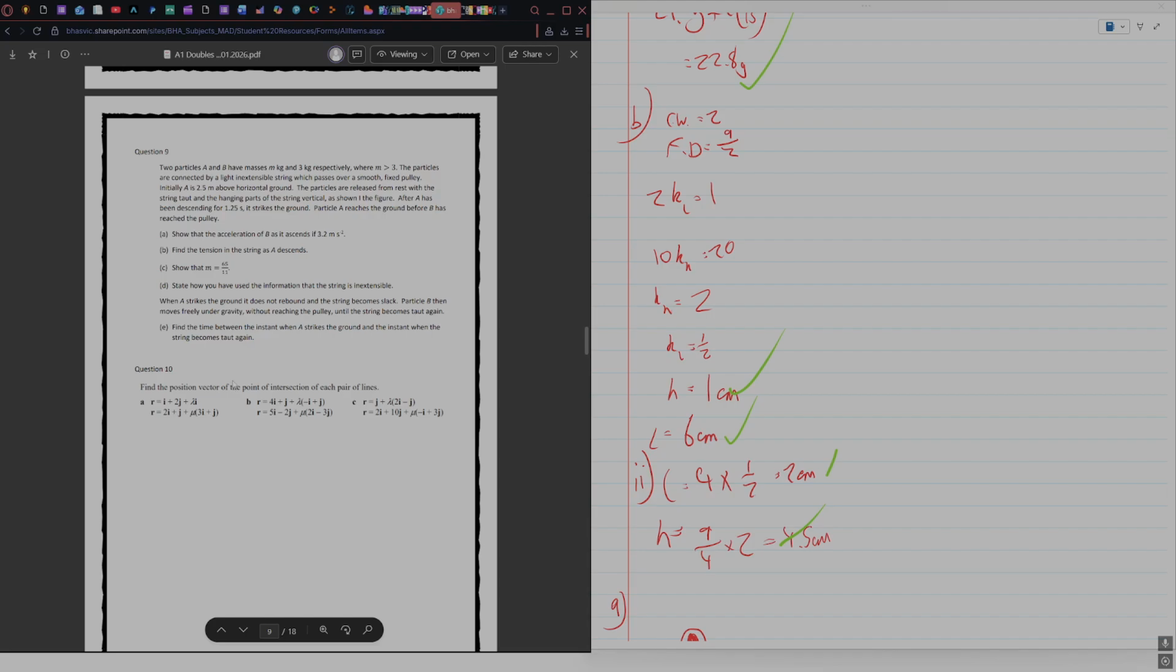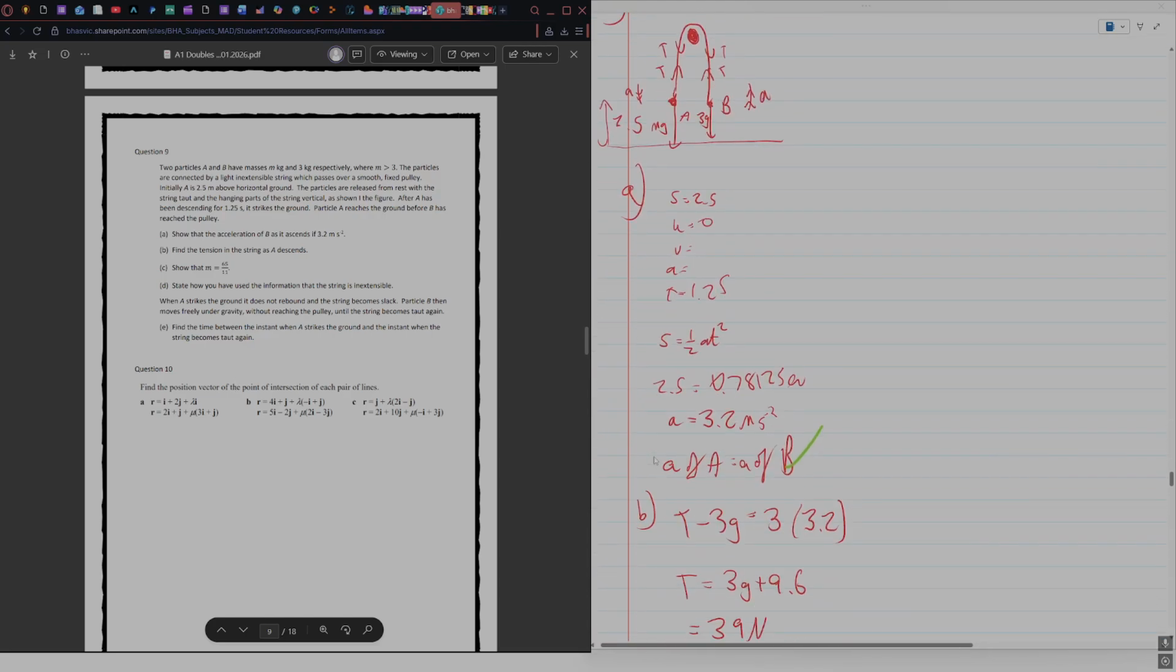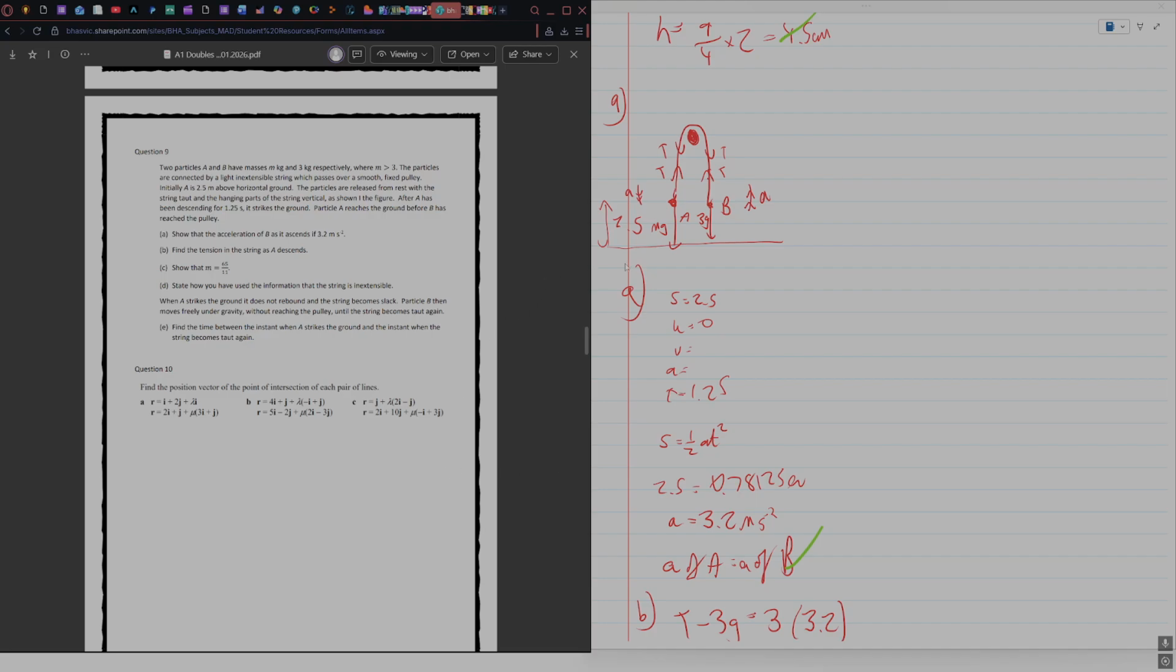Right, no more stats. Well, there are still some stats, but it's not histograms, so I'm not mad. Now, I wasn't here for these lessons, so I didn't really know what was going on that much. But this diagram's pretty inaccurate because they're not at the same height. A is at a different height to B initially.